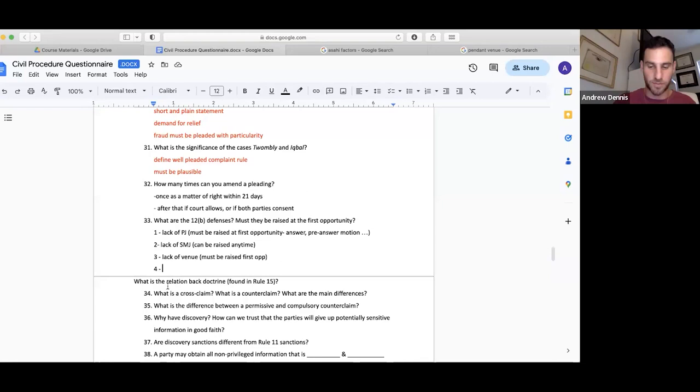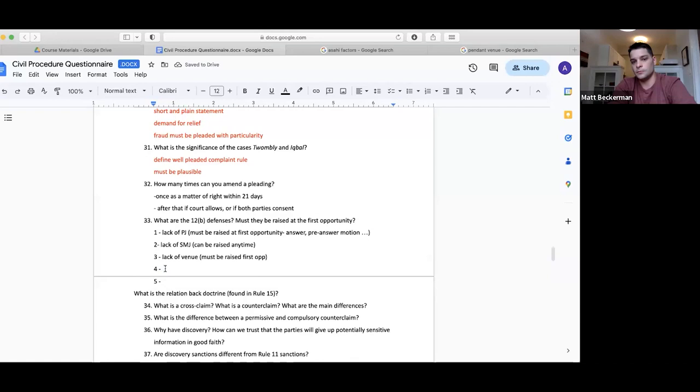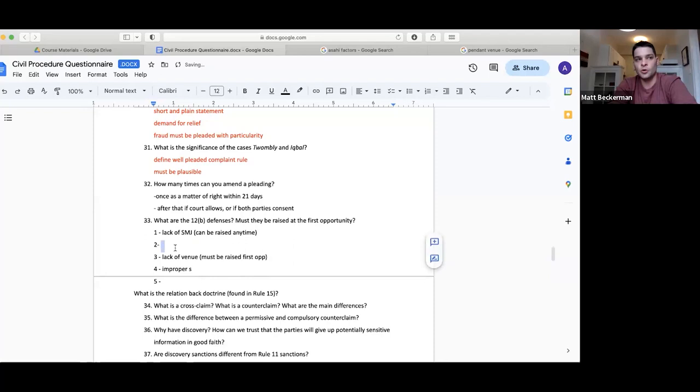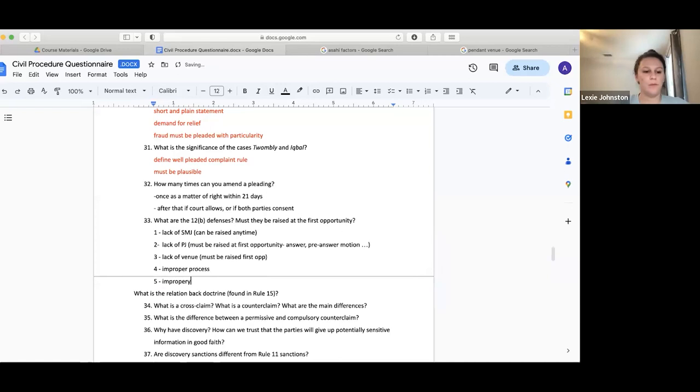Insufficient process and insufficient service of process. Which is 4 and which is 5? I'm looking, and subject matter jurisdiction is actually first, then personal jurisdiction, then venue. And what is process? That means you need both a summons and a complaint. The complaint is what you're being sued on, and the summons says you're being summoned to court. And those you have to raise at the first opportunity. Absolutely. So 4 is insufficient process and 5 is insufficient service of process.